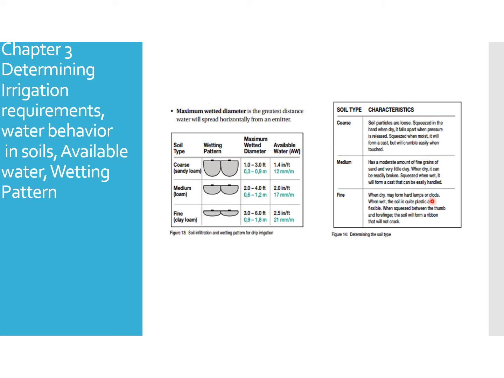Medium soil has a moderate amount of fine grains of sand and very little clay. When it's dry, it can be readily broken, and when squeezed wet, it will form a cast that can easily be handled. So you're able to perhaps manipulate the soil in your hands a little bit, whereas coarse soil kind of fell apart when you open your hands back up.